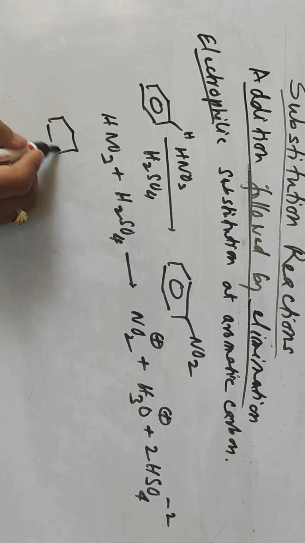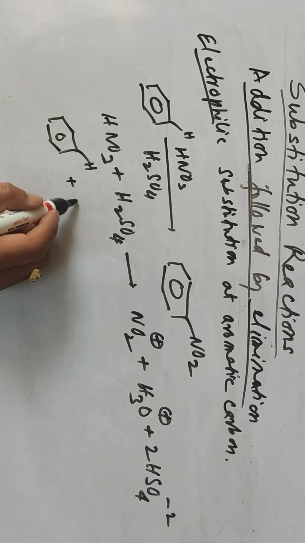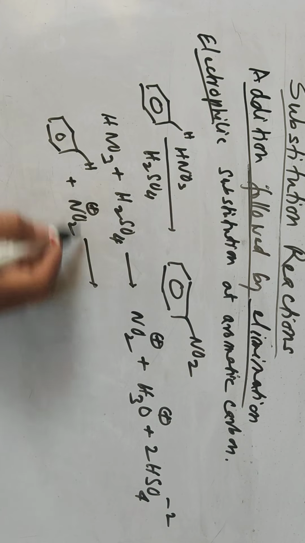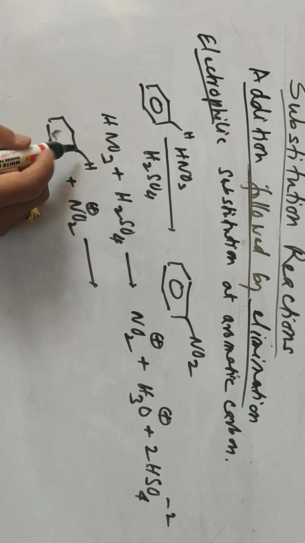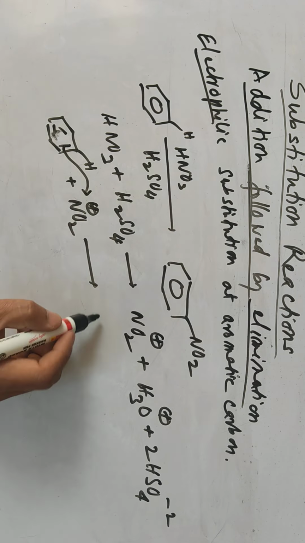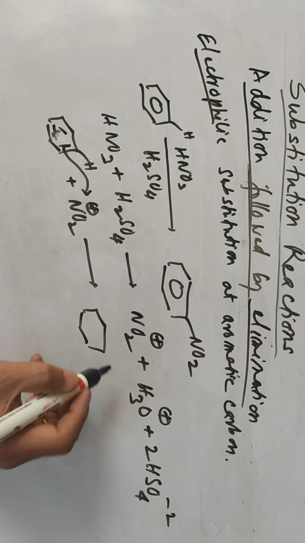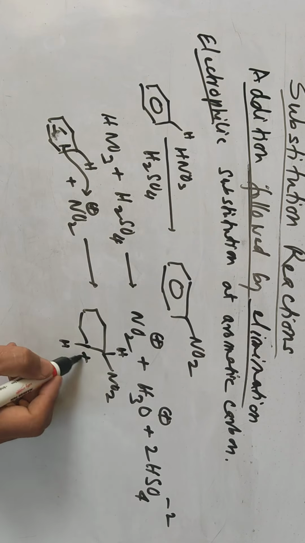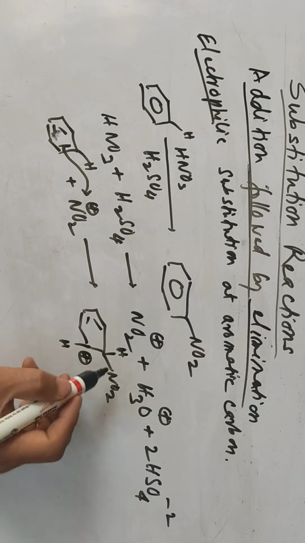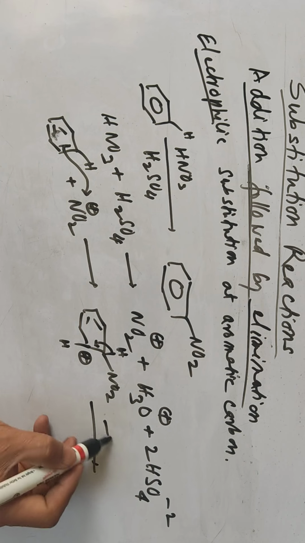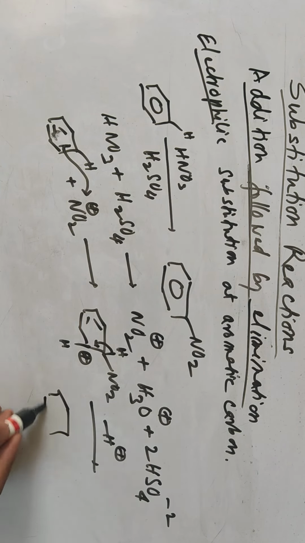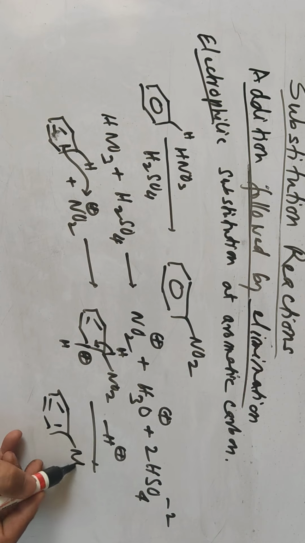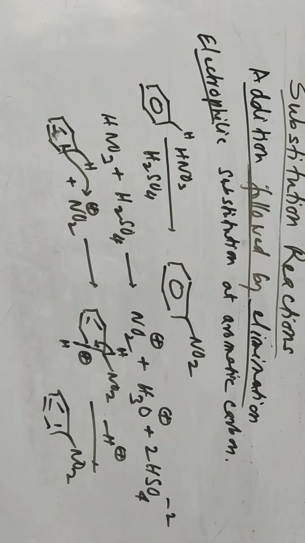It is attached to the benzene ring, NO2. So the benzene ring attacks the electrophile. You get the first intermediate, a carbocation. Then loss of H positive gives this product, nitrobenzene. This is how you get it in the mechanism, a small mechanism.